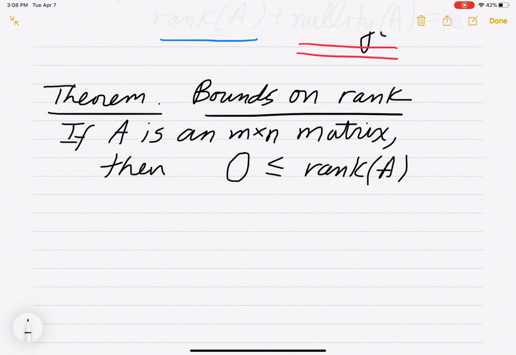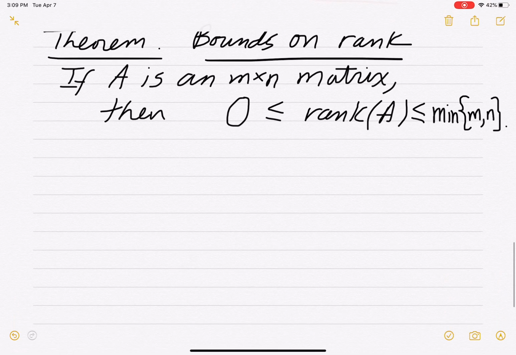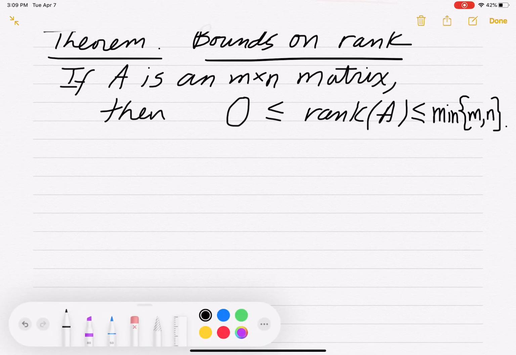But for the best case scenario, what's the maximum value you can put on the rank? The number of pivot columns is limited by the number of rows and by the number of columns, so you have to take those 2 things into account. So it's the minimum of the number of rows and columns. That's an upper bound. So a lower bound is 0 on the rank, and an upper bound is the minimum of the number of rows and columns. So for example, let's do a quick example here.